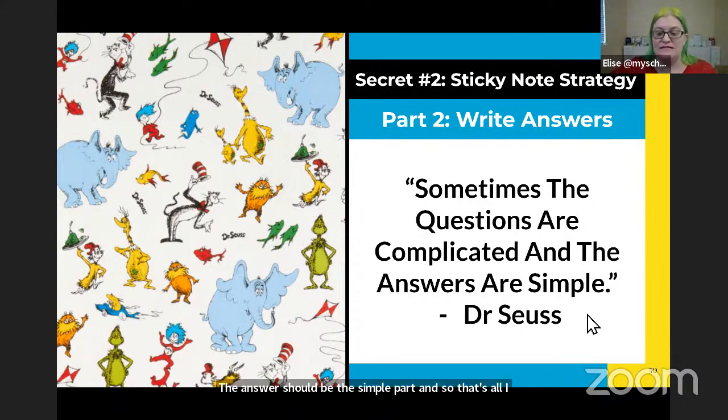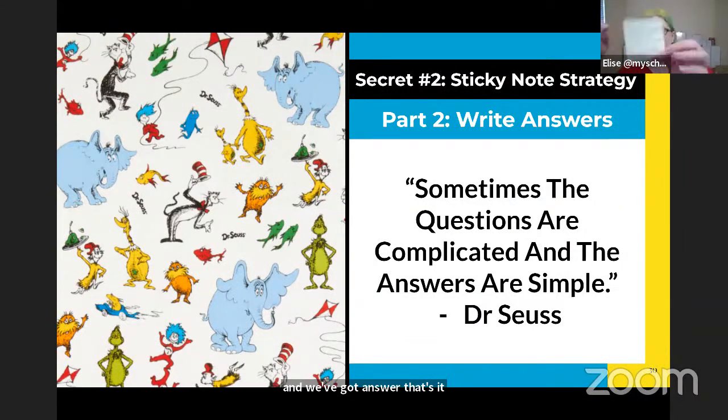So here's my example sticky note. We've got a question and we've got an answer. That's it. Question, answer, question, answer. That's all. That's all you need for your sticky note.